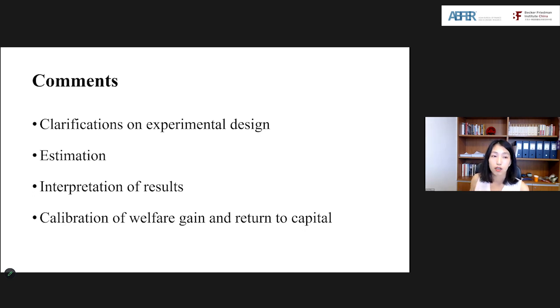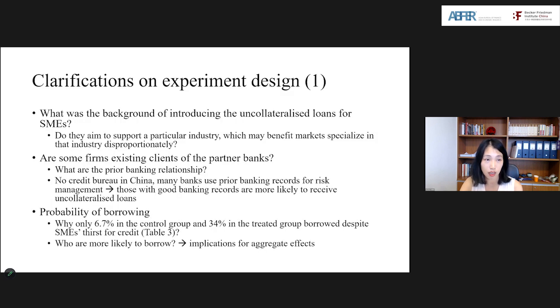Okay, so as I emphasized earlier, I like this paper a lot, and I did try very hard to be critical, but I find it very difficult to attack the identification of the paper per se. So my questions on experimental design are mostly about clarification and curiosity. I will try to come up with some alternative interpretations of the estimation and results, and then possibly offer some suggestions on calibration of welfare gain and return to capital. So here's something I'm curious about on the experimental design.